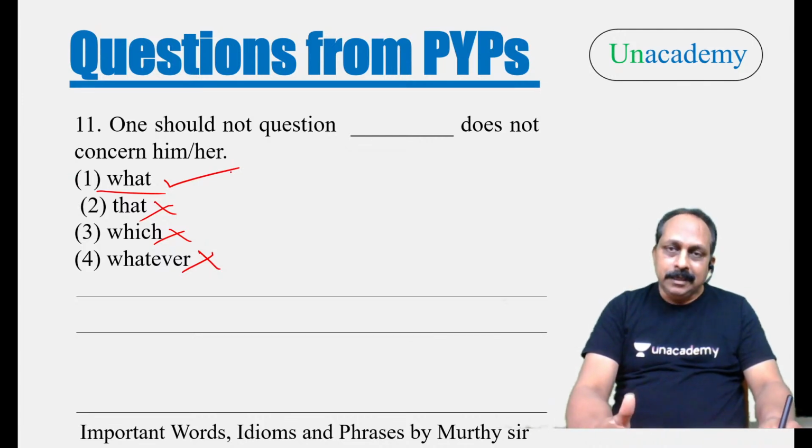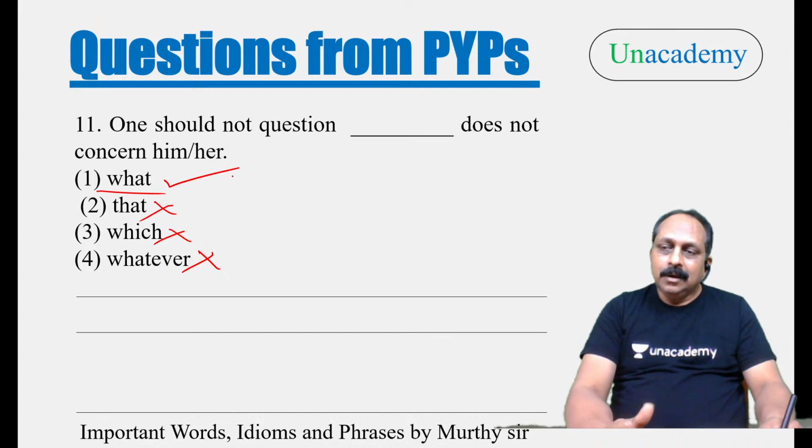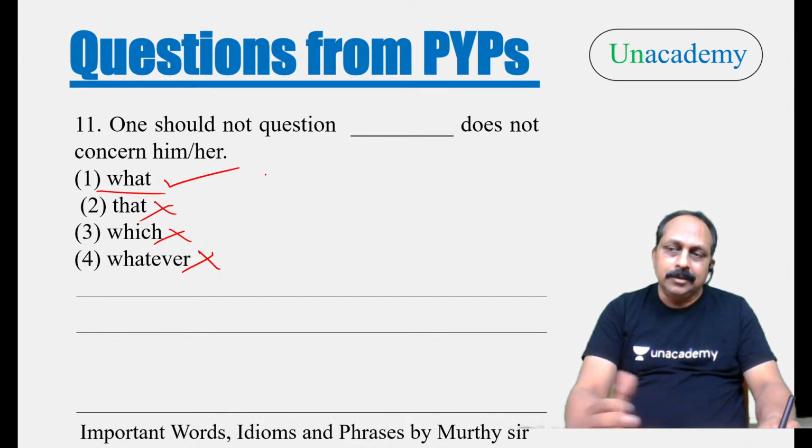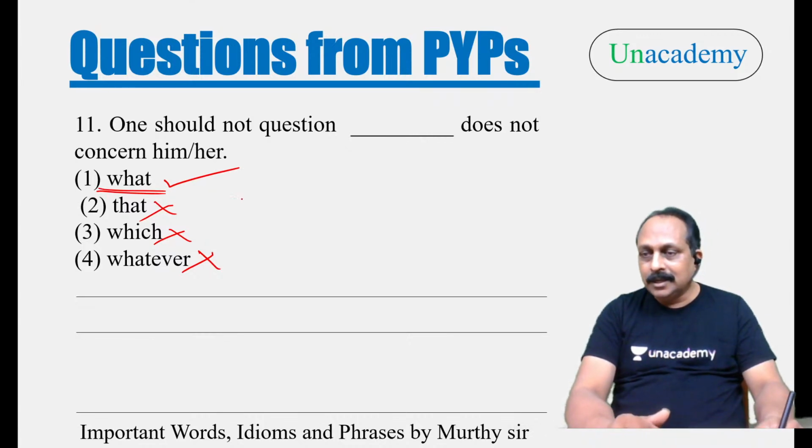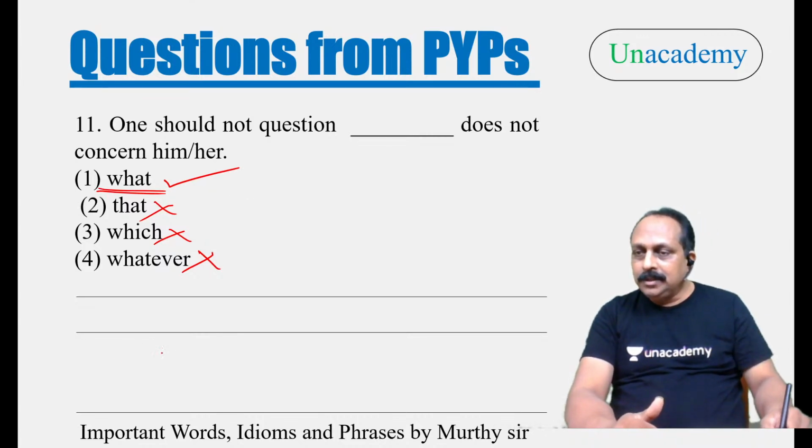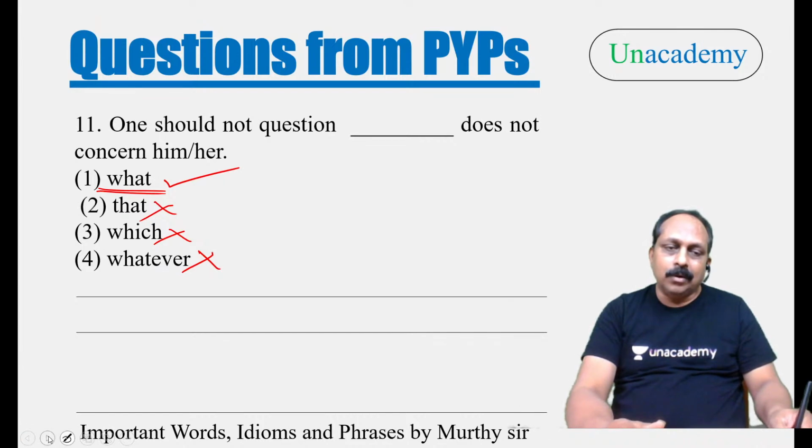Usually, in conversation English also we say, don't waste your time on what does not concern you. Don't waste your time on what is not related to you. We use the word what. That is a correct option. But many students have chosen the second option, not correct.